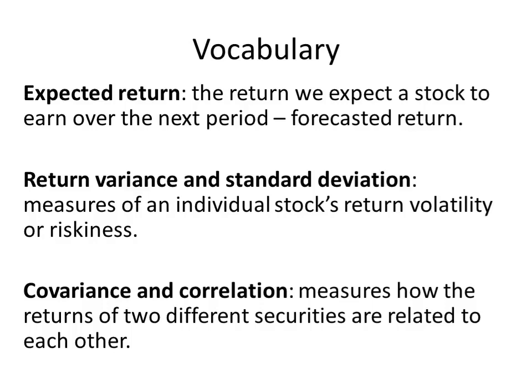And finally, we have covariance and correlation. These are measures of how the return of two different securities are related to each other. For instance, if one went up while the other went down, we would say that they have a negative covariance or correlation. We'll show you how to calculate these later in the lecture.